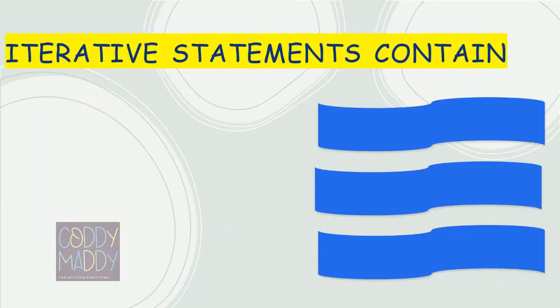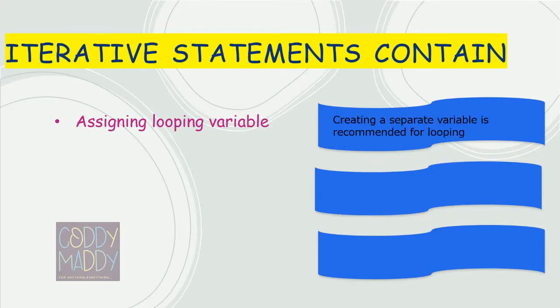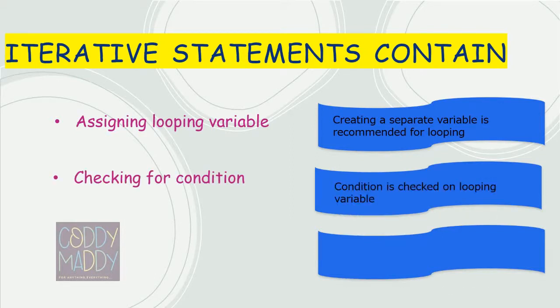As I have said before in the previous video, an iterative statement contains three important things. One is assigning the looping variable, or the initialization of the looping variable, and it is always recommended to create a separate variable for looping, exclusively used only for the looping execution. The second thing is the condition, which is also checked on the looping variable only, and then the updation of the looping variable happens.